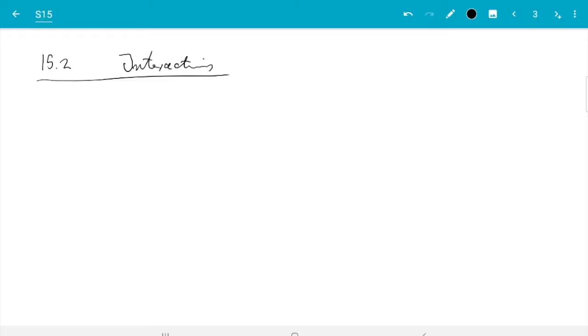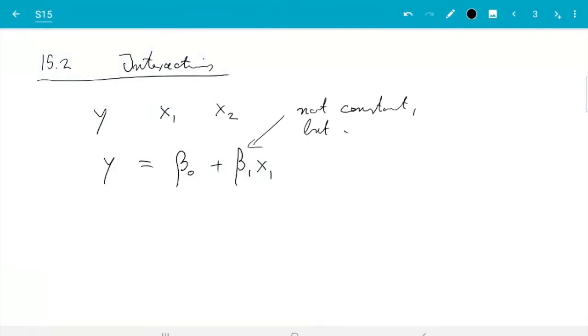Let me first explain where the term interactions comes from. Let's assume we have one output and two inputs, and we would like to write y is beta 0 plus beta 1 x1, but somehow we know that beta 1 is not constant but depends on x2. That is, of course, no longer covered in what we have done. If we write beta 1 as a function of x2 times x1, that is a fine model, but it is not a model we would discuss in linear regression.